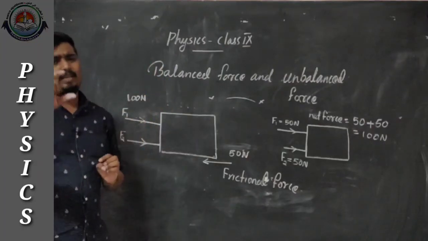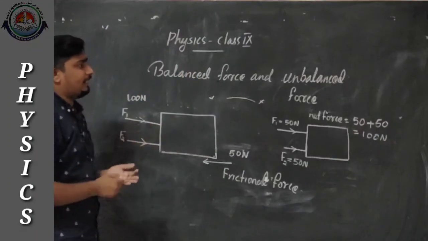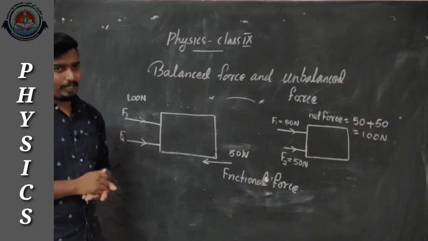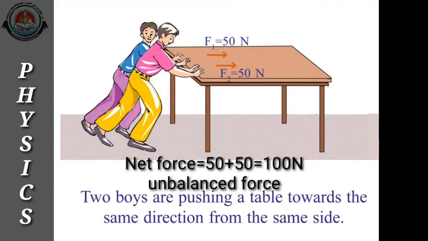Next we are going to discuss some examples of situations based on balanced and unbalanced force. Here two boys are pushing a table in the same direction from the same side. In this figure, the first person's force F1 is 50 Newton and F2 is 50 Newton, applied in the same direction. That means an unbalanced force is applying, and the table will move. The net force is considered as 100 Newton.